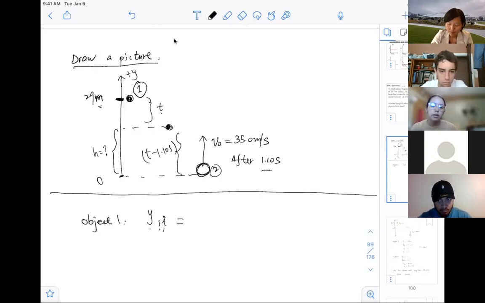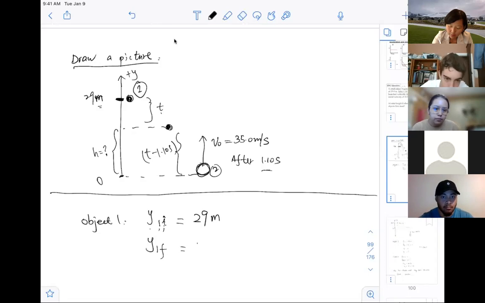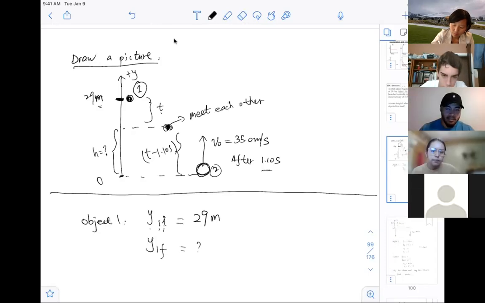Would it be 29? 29 meters, excellent. And when they meet, what is the final position of object 1? This is when they meet. Is it 29 minus h? It's the initial position, not the total time it travels. So I read 29 here, that's my initial position, and I read h here, that will be my final position.